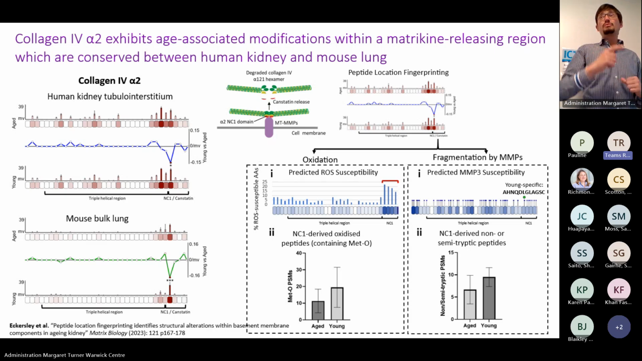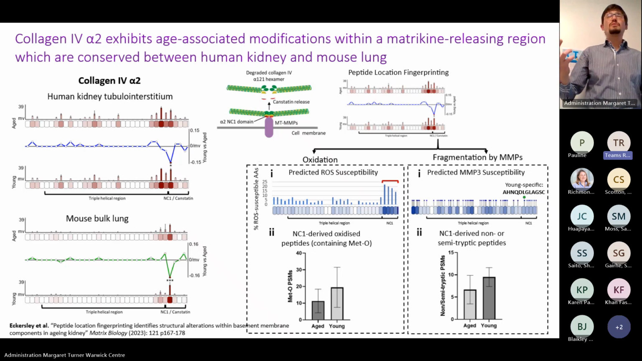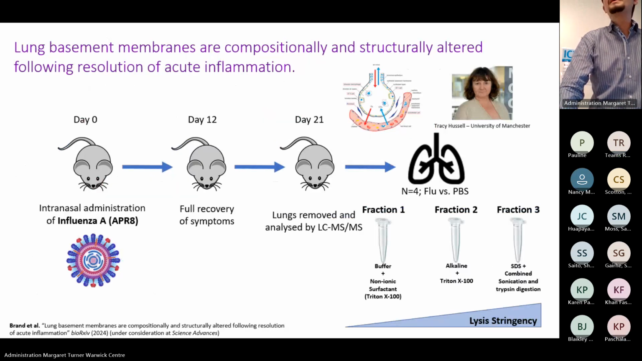But then we were reassured when we spoke to Carl Cadler, who basically said that he's seen this before. And quite often, when you get a prominent cleavage site within an ECM protein, ROS is there to denature the protein to allow MMP to come in and cleave it. So quite often reactive oxygen species and susceptibility to it comes hand in hand with a cleavage event. And so that kind of made sense in our minds a bit more.